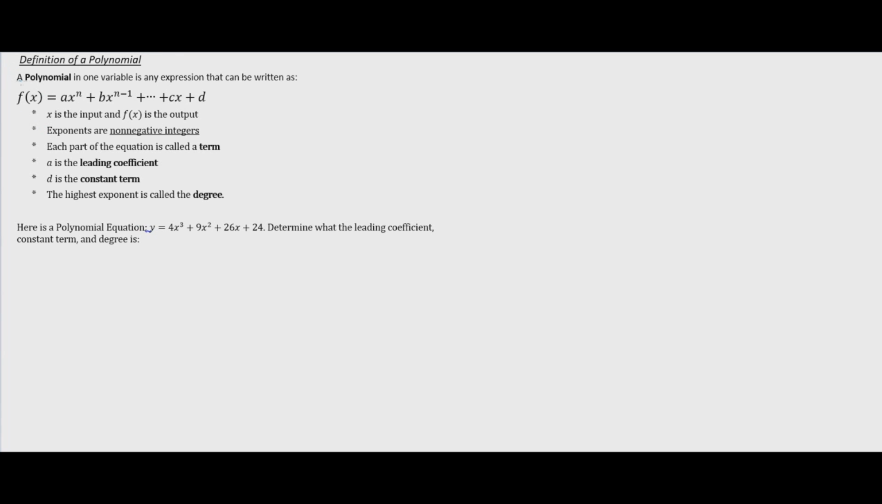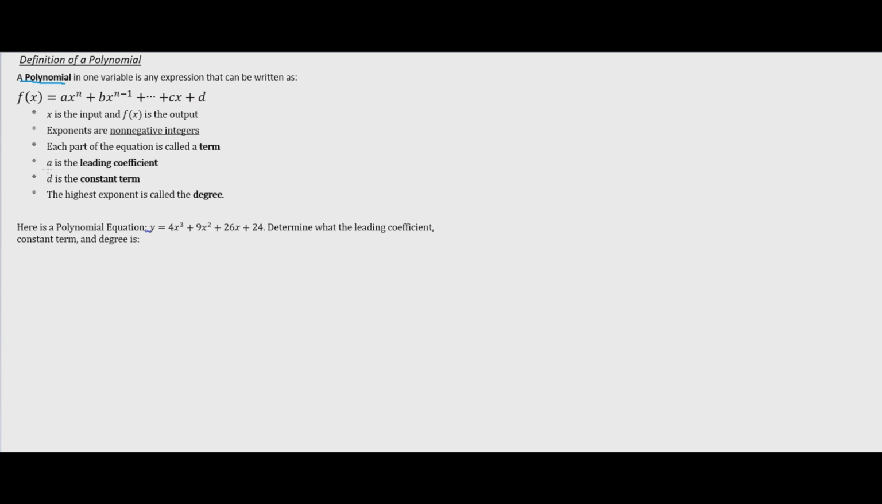So in order to be a polynomial, the exponents are non-negative integers. That means that we can't have any negative exponents, all right? Each part of the equation is called a term. So this would be a term, this would be a term, this would be a term, and this would be a term right here.